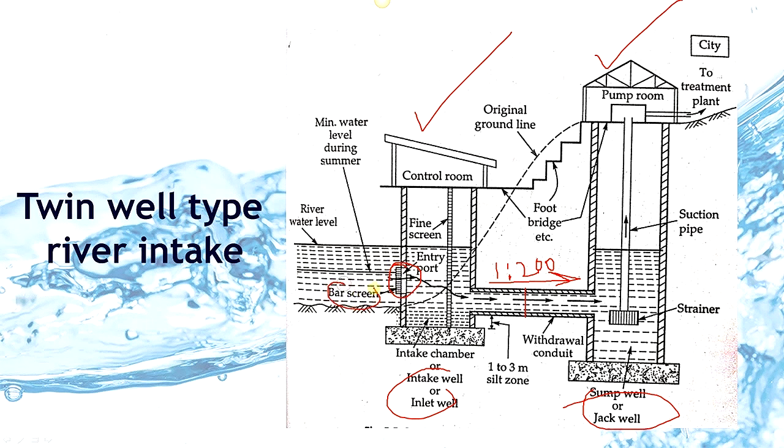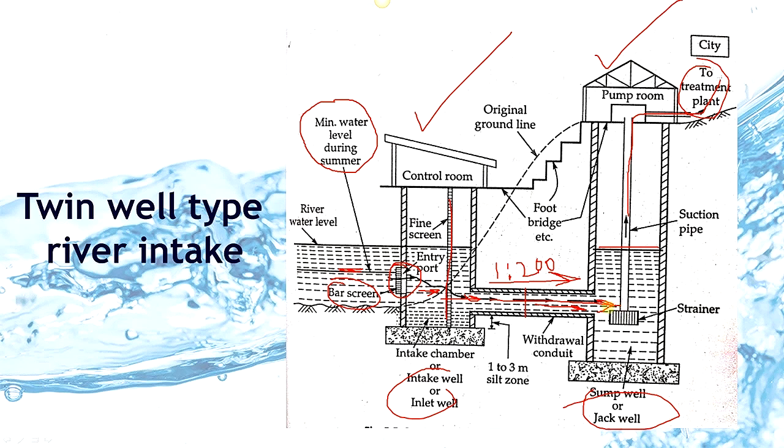Usually this opening is provided below the minimum water level of the river that may occur in the dry period, or you can say summer season, so that it is able to withdraw water even during the dry season, right? As the water enters this intake well, it passes through the fine screen also. Then it flows to the jock well through this intake pipe. The flow velocity in this pipe will be less than 1.2 meter per second. The water can be temporarily stored in the jock well and then it can be transmitted to the water treatment plant by lifting it with a pump through this suction pipe.